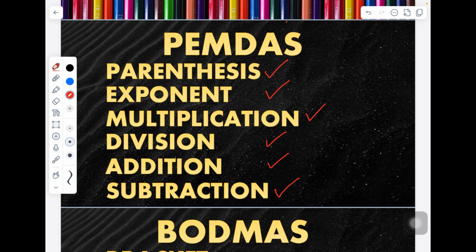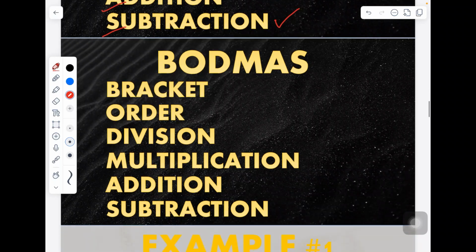So this pertains to your order of operation. P parenthesis, E exponent, M multiplication, D division, A addition, and then S subtraction. And for your BODMAS, it's pretty much the same. B is bracket, O for order, D for division, M for multiplication, A for addition, and S for subtraction. I hope that's clear.